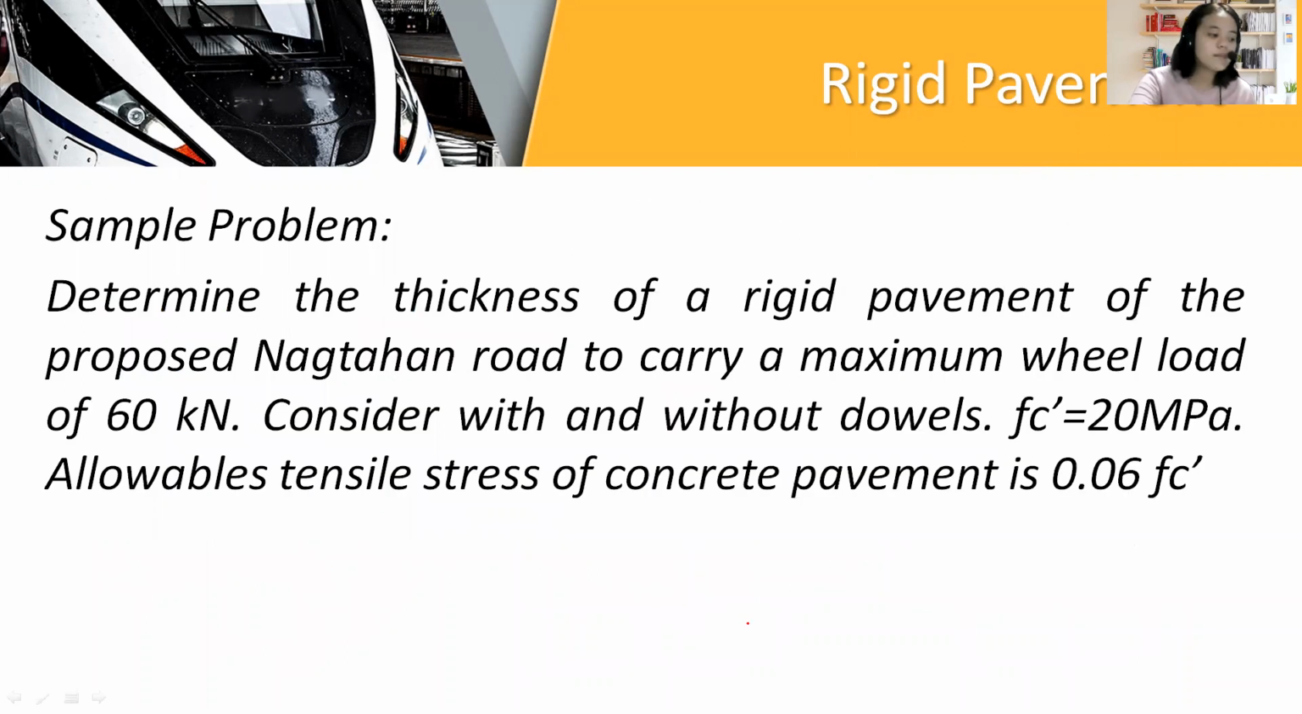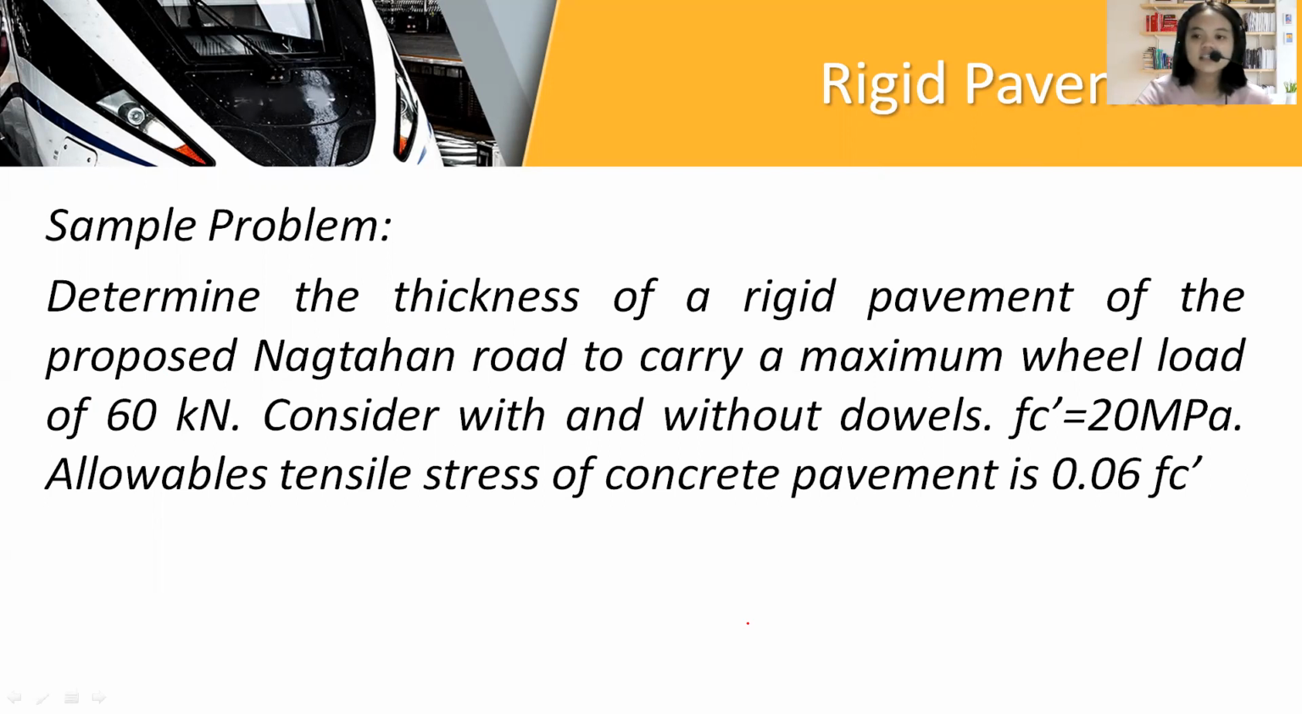Okay, so let's have a sample problem. We have a sample problem. Determine the thickness of a rigid pavement of the proposed Nagtahan road to carry a maximum wheel load of 60 kN. Consider with and without dowels.